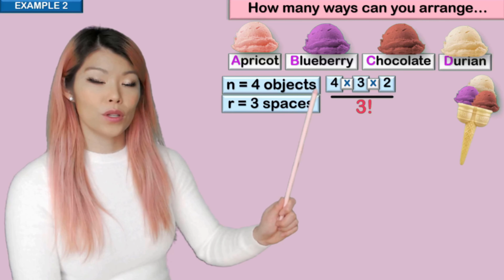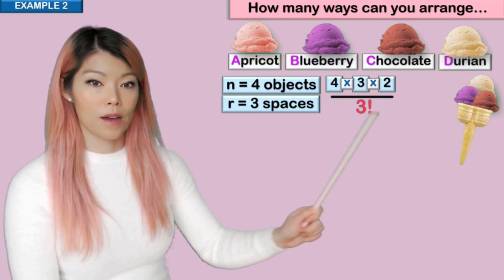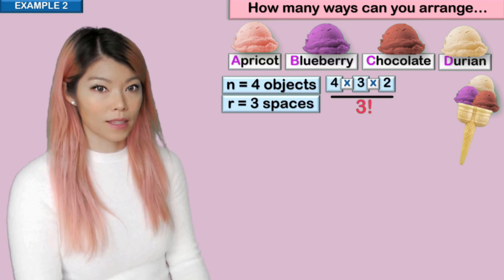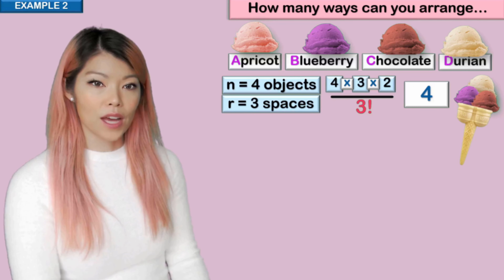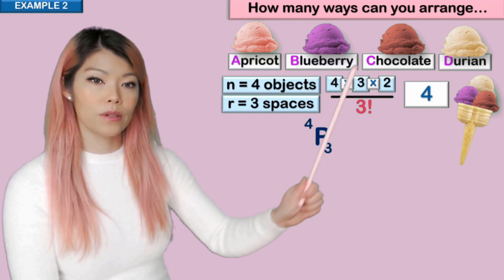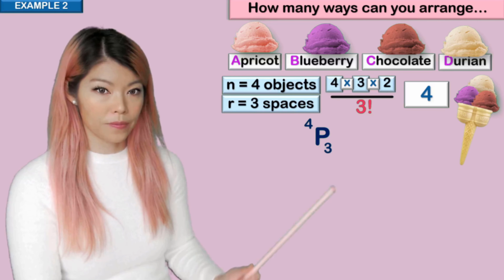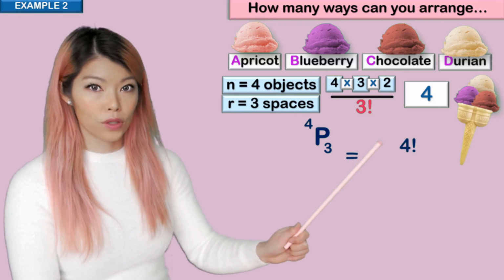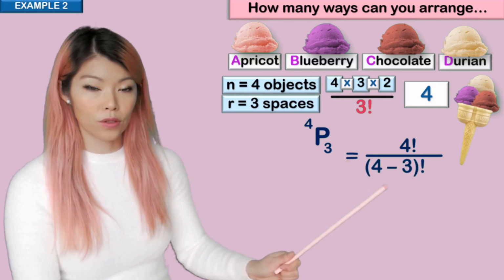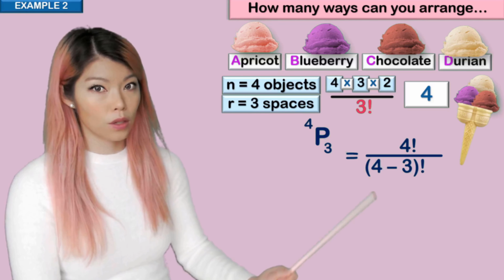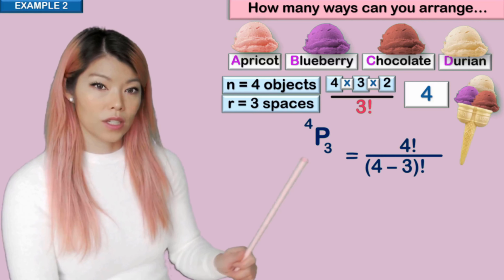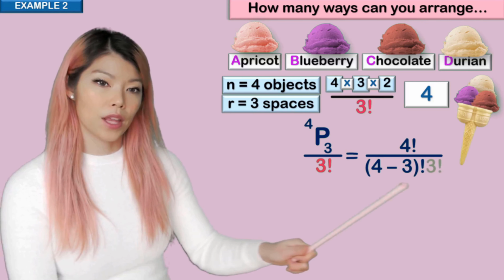So previously we knew 4 times 3 times 2, but now we have to also divide by the spaces factorial. So how do we do that? Well, the 4 times 3 times 2 is 4P3, or in other words, 4 factorial over 4 minus 3 factorial. This is in a previous video called permutations. So today we're adding in the divided by 3 factorial.